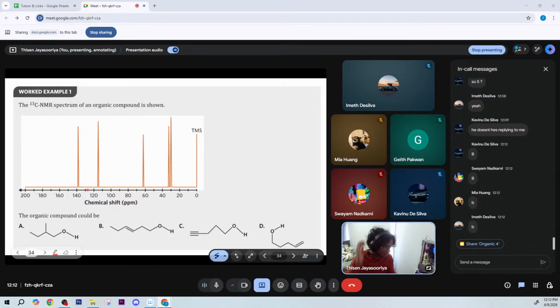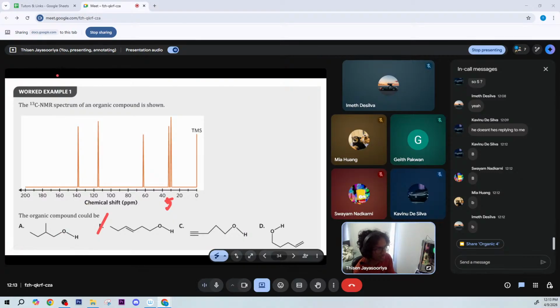Okay, so here, this thing has 5 carbon environments. So 1, 2, 3, 4, 5. There's 5 peaks, there's 5 carbon environments. So first, how many carbon environments does each one of these have? 1, 2, 3, 4, 5. 1, 2, 3, 4, 5, 6. B's out. 1, 2, 3, 4, 5. This one could be. 1, 2, 3, 4, 5. So it could be either of these two. Now, how do we determine that?